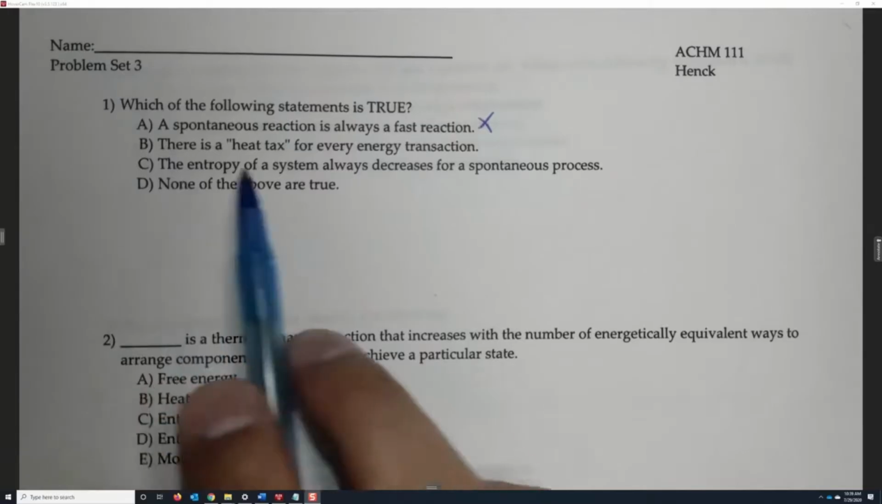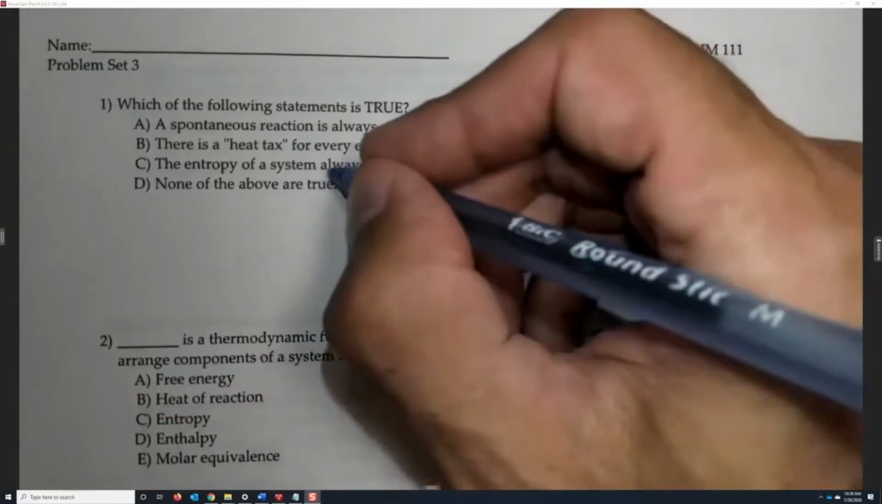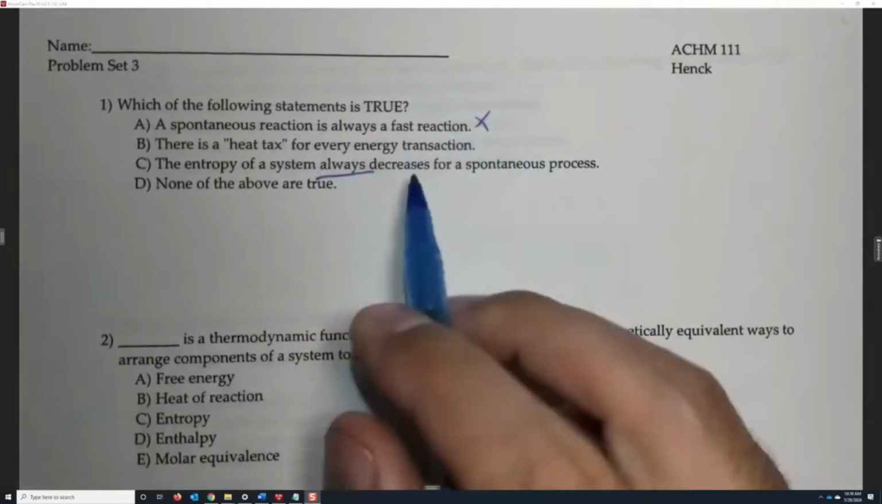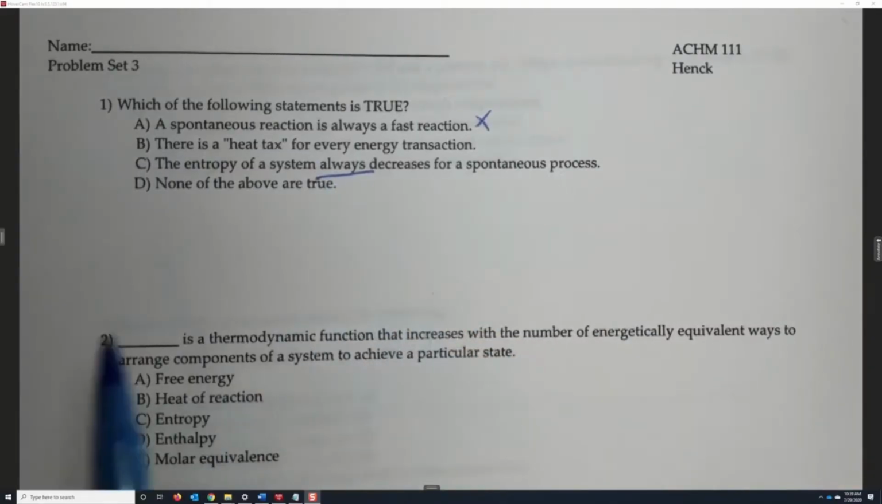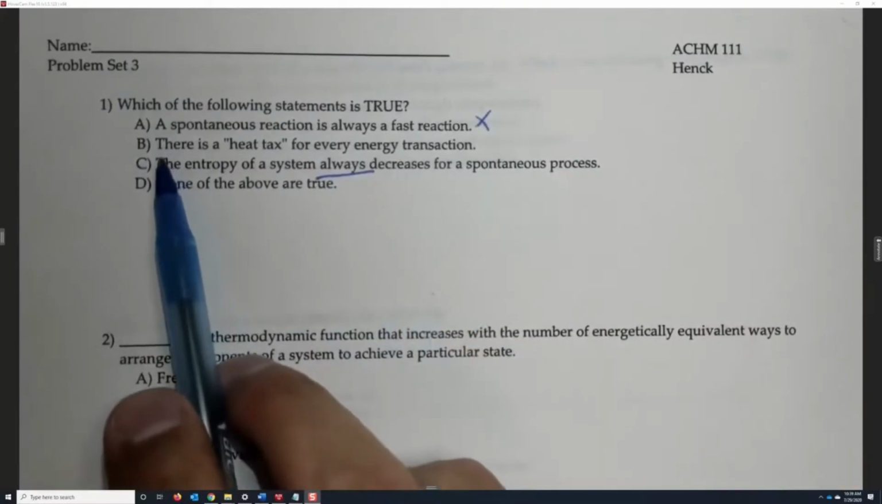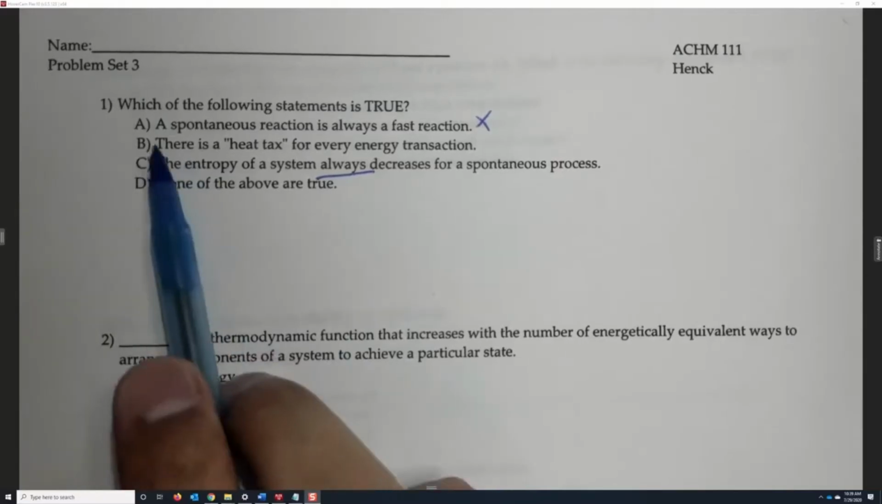So the entropy of a system always decreases is wrong because of the word always. Sometimes it does decrease and sometimes it does increase, but not always one way or the other. Letter B, because letter D is just none of the above are true.